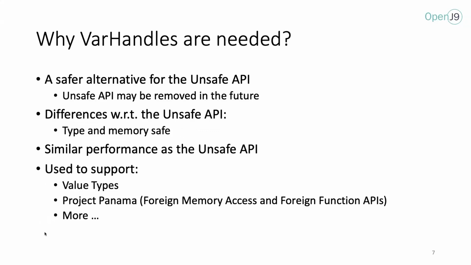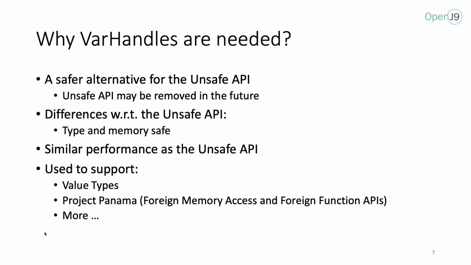So we will begin with VarHandles, which is another use case of method handles. So why are VarHandles needed? Because it is a safer alternative for the Unsafe API. It is type and memory safe, which the Unsafe API is not, but it has similar performance as the Unsafe API. And since its introduction in Java 9, it is widely used in the JDK. A few key projects where it is extensively used are the value types project and Project Panama.